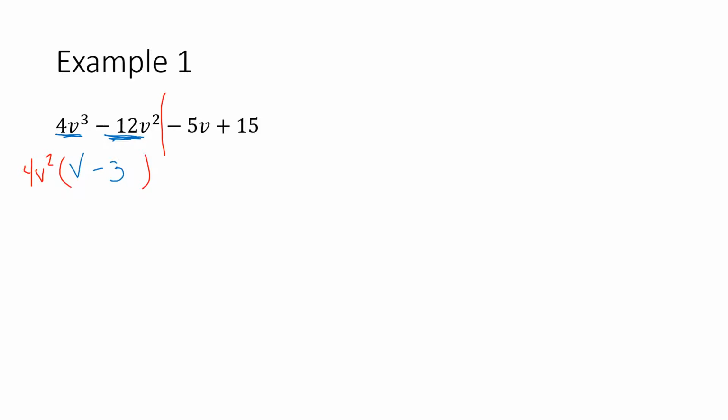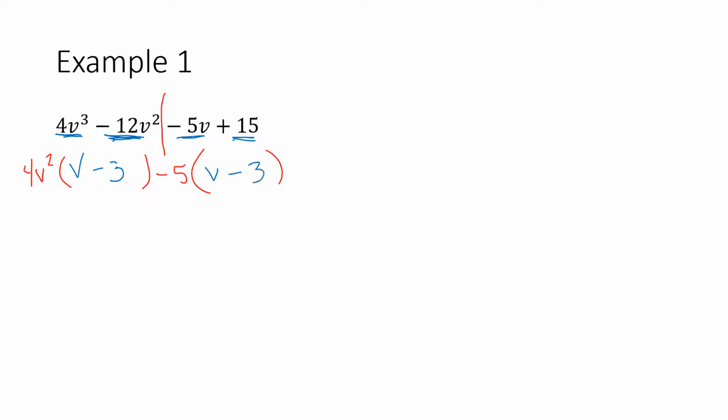Now we're going to come over to the second half of this problem and we're going to do the exact same thing. We have negative 5x plus 15. Both of these are divisible by negative 5. We're going to factor out a negative 5, which would leave behind just an x. And then think about the 15. If I factor out a negative 5, 15 divided by negative 5 is negative 3.